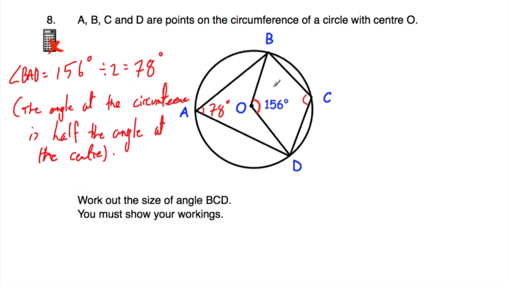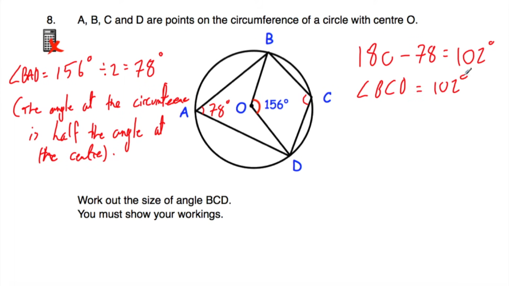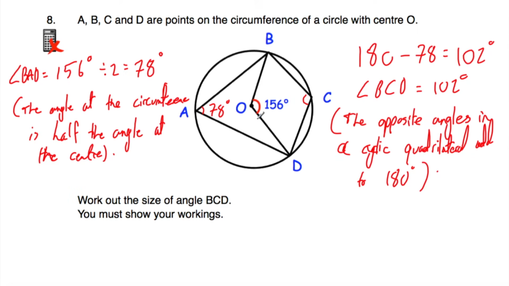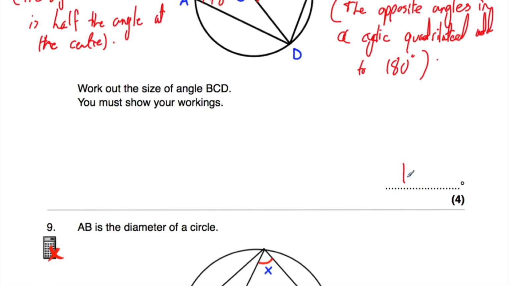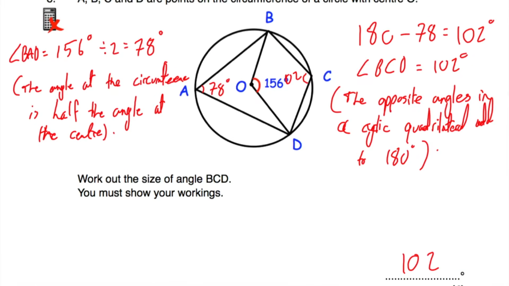So the opposite angles in a cyclic quadrilateral add together to be 180 degrees. So if we do 180 subtract 78, that's equal to 102 degrees. So angle BCD is equal to 102 degrees, and that's because the opposite angles in a cyclic quadrilateral add to 180 degrees. So let's write that. And that's it. So that means that this angle is 102 degrees. Okay, that's one way we could have done that question.